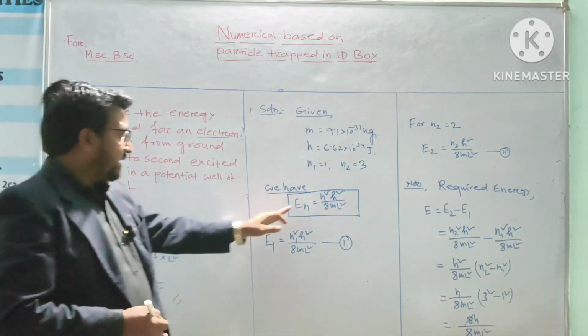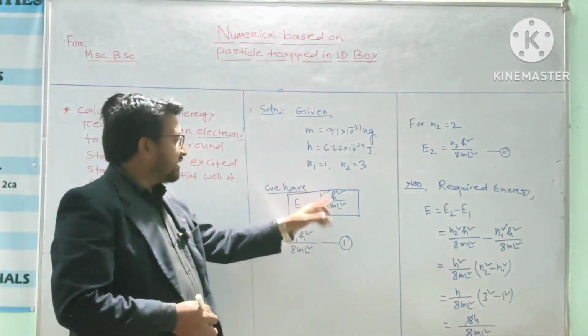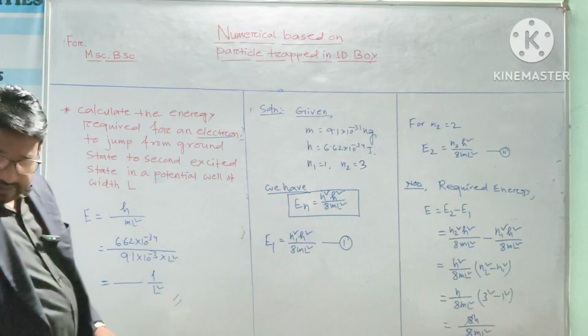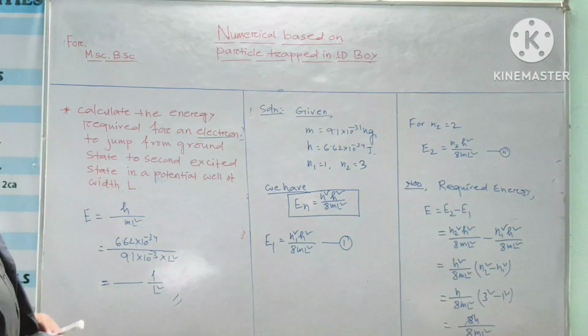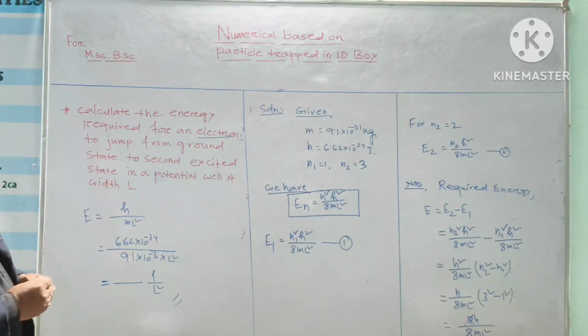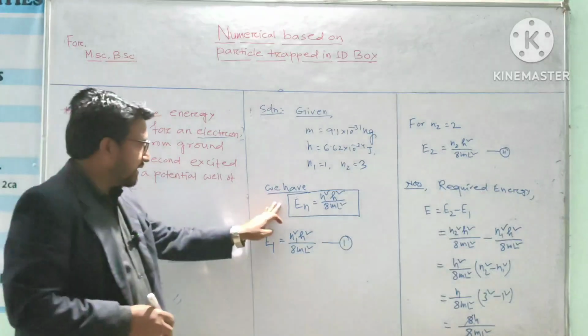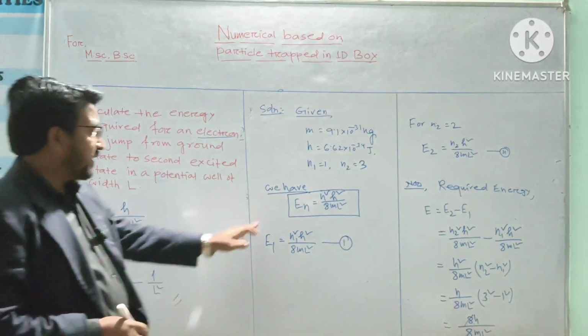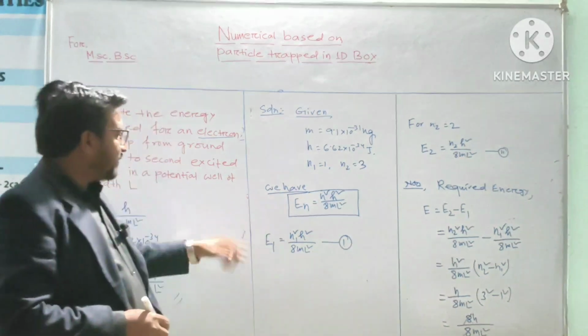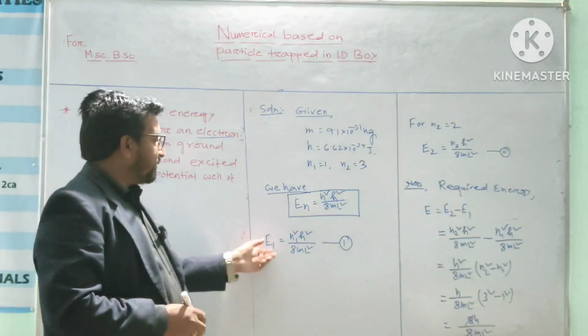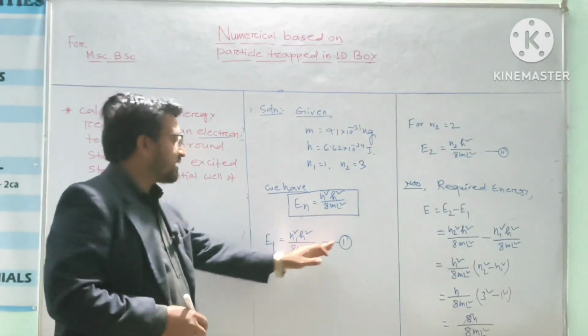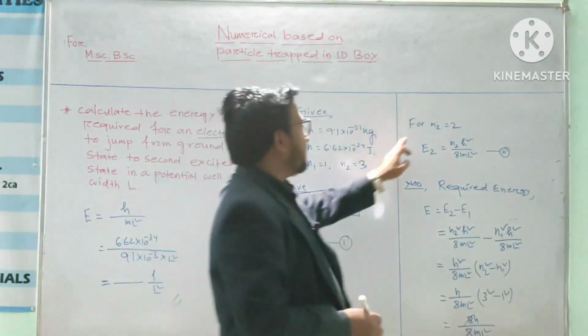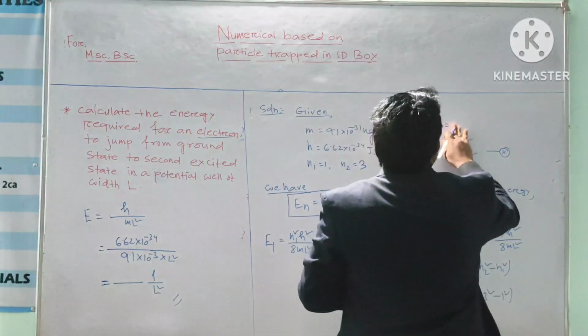We have E_n equal n square h square divided by 8 m L square, and this is the energy level expression for particle trapped in one-dimensional box. This formula is called energy expression for particle trapped in one-dimensional box. Okay, so first of all we are going to find out E1 equal n1 square h square divided by 8 m L square. So suppose this is our first equation.